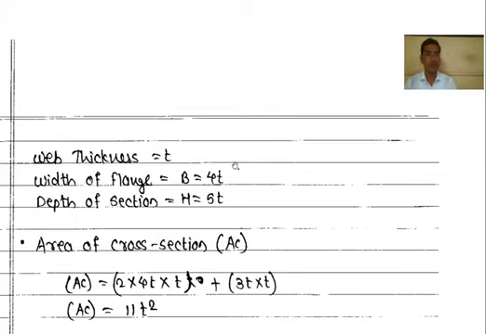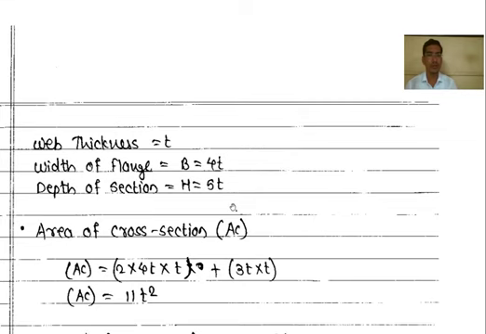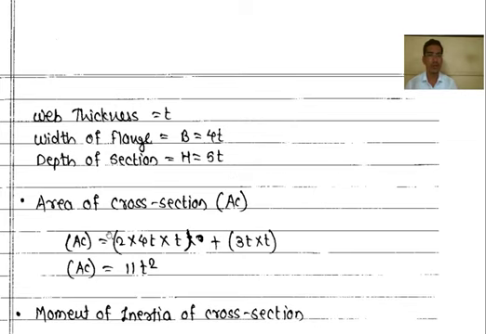So web thickness is denoted by t. Then width of flange is B, which is always equal to 4 times t. Then depth of section H is equal to 5 times the web thickness. So the area of cross section is denoted by A C. It is equal to 2 into 4 times t, that is the width of flange, into the web thickness, plus 3 times web thickness into web thickness. So the cross sectional area will be 11 t square.